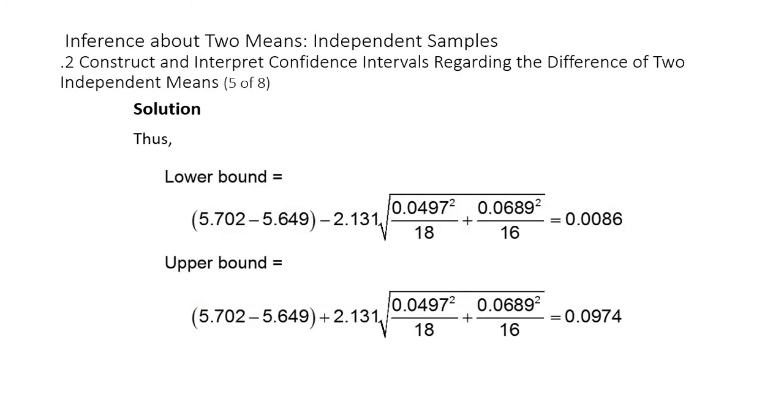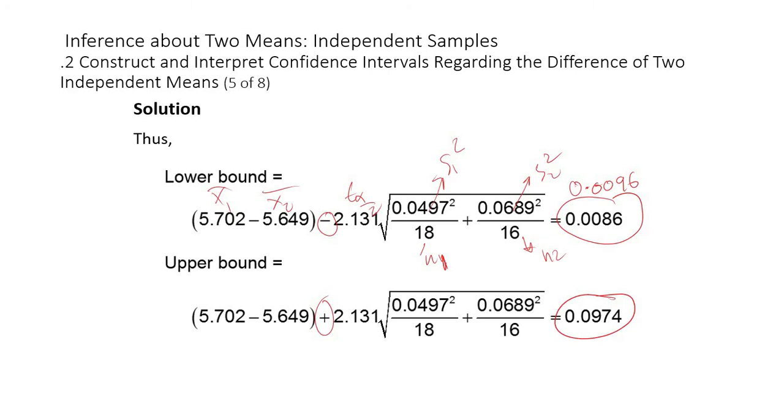Now, to construct the confidence interval, you're going to compute the lower bound. Again, the lower bound is x1 bar minus x2 bar minus the t sub alpha divided by 2 times the square root of s1 squared divided by n1, so this is s1 squared and this is n1, and this is s2 squared and this is n2. You're going to get this number, which I believe is not accurate. The accurate number is 0.0096. And then the upper bound is similar, but we change this sign from negative to positive, so you're going to obtain this other number.